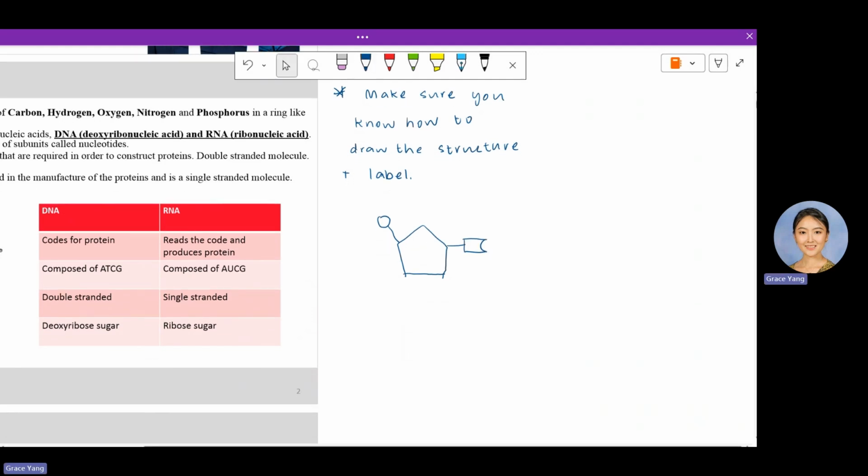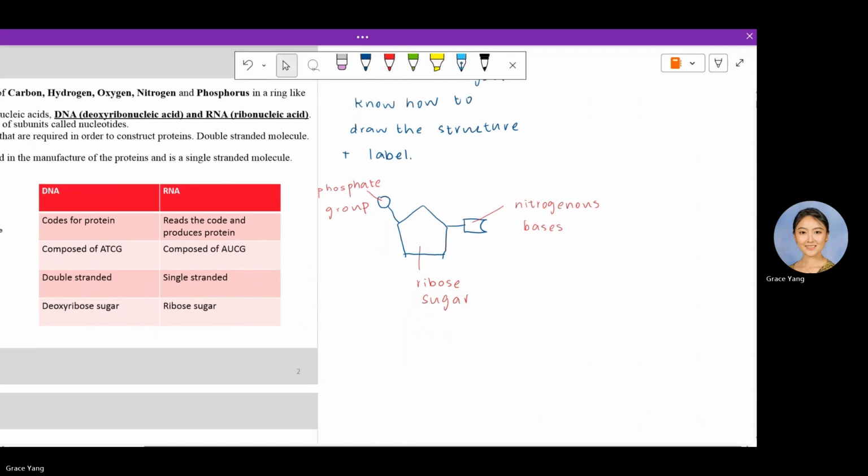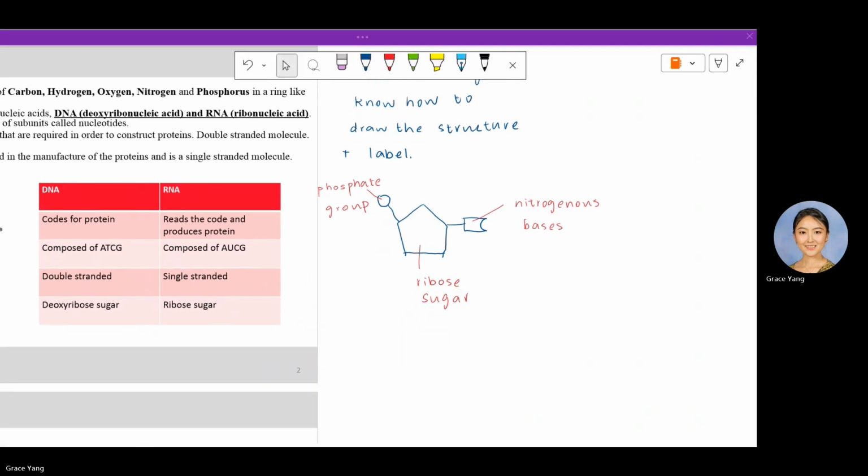Any nucleotide consists of three major parts. We have the ribose sugar, this little circle on the left is the phosphate group, and on the right-hand side here, we have the nitrogenous bases. We're going to add a bit more detail to it.